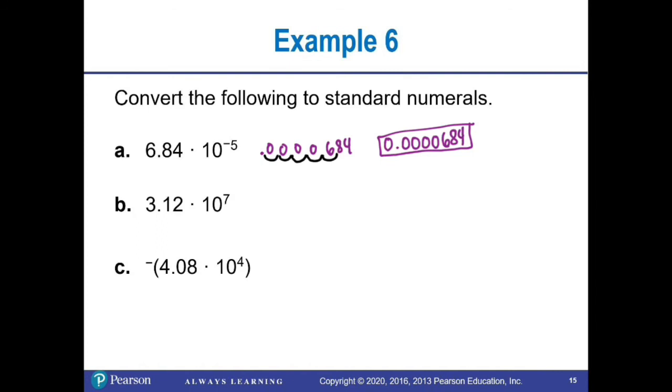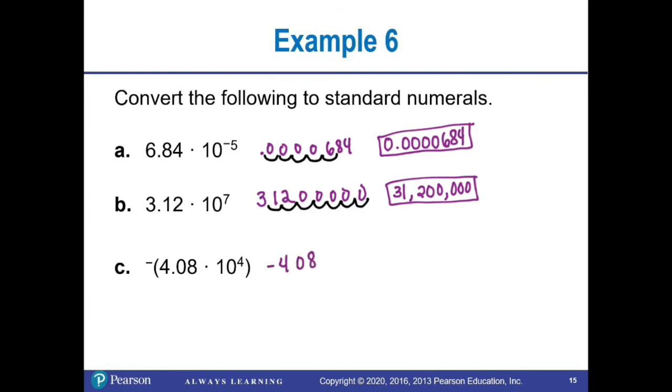Look at part B. We have 3.12 times 10 to the 7th. Now that 7 is positive. My power of 10 is positive, so I move my decimal to the right. So I write my 312, and then I move the decimal to the right 1, 2, 3, 4, 5, 6, 7 times. And so my final answer is 31,200,000.